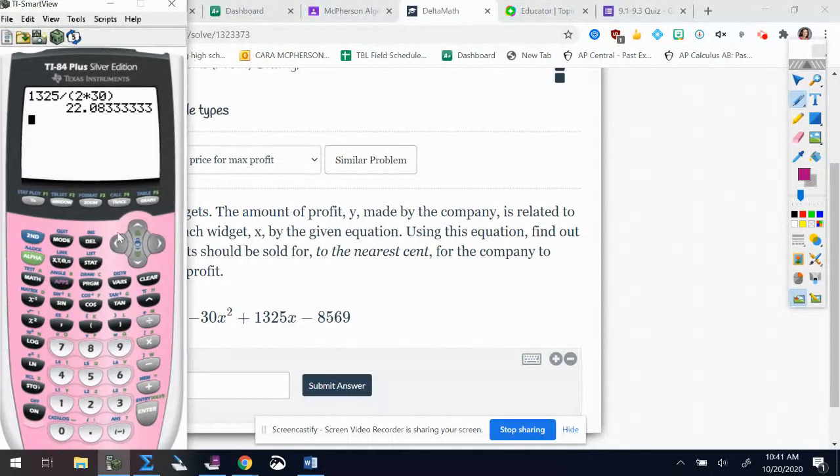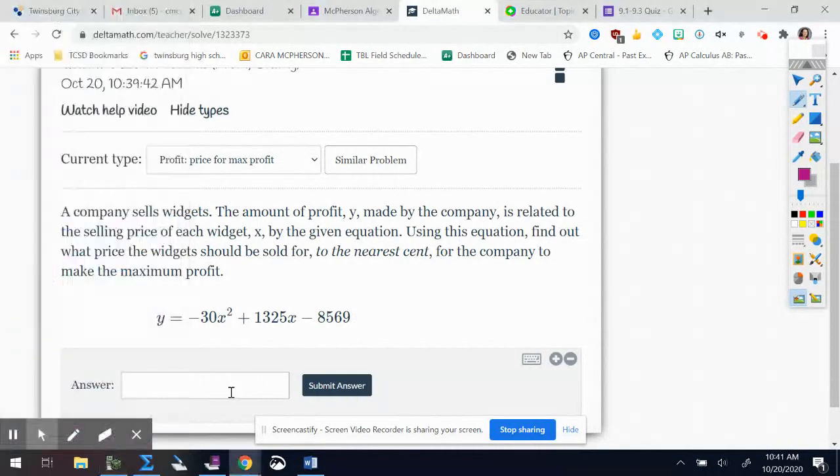It says to the nearest cent, so you're going to go to the nearest penny, 2 places. If it wants the actual profit that is created, you would have to take that number, that $22.08, and plug it into your equation to find y, and the y would be the profit. But this one only wants price, so we're going to do $22.08.